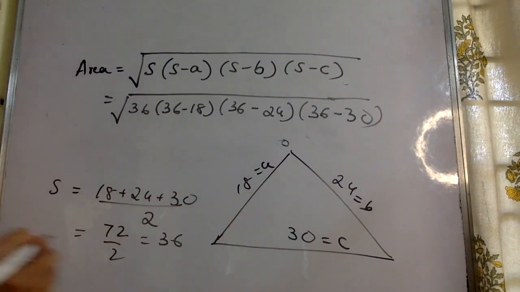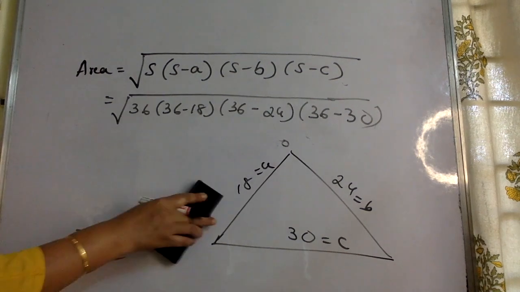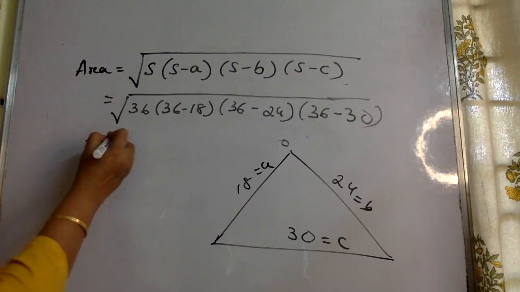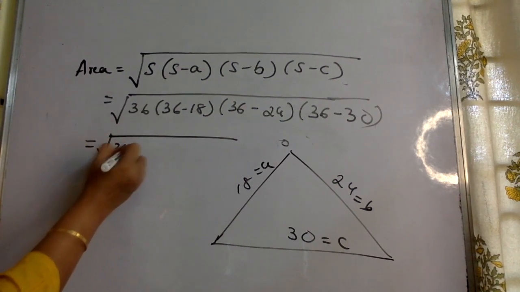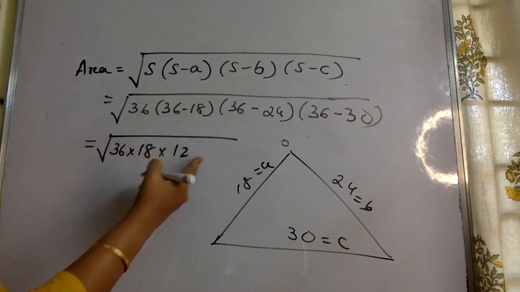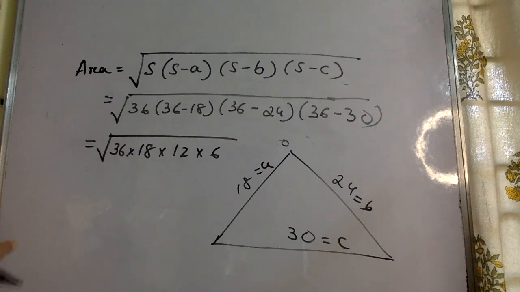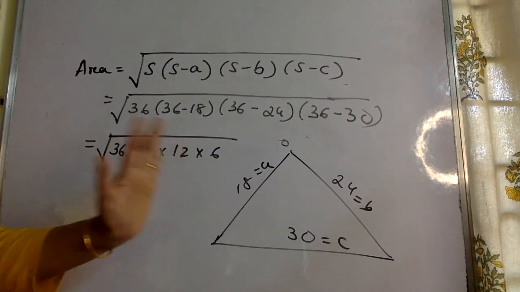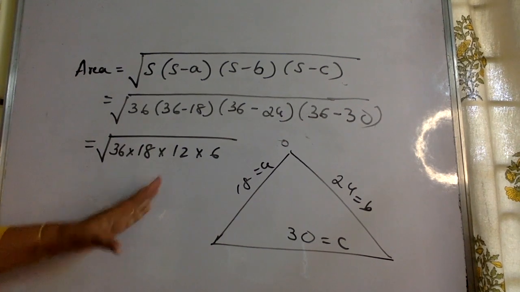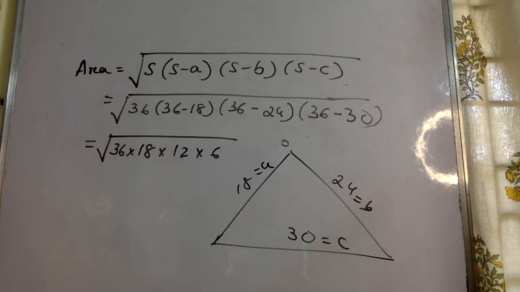Now nobody should try to do this sum without writing all this. If you try to do it without writing all this, you can go wrong very easily. Sometimes what people do is they will write 36, then this is again an 18, this is a 12 and then a 6. Now they start multiplying the full thing. They'll multiply and they'll get a huge number, and then they'll try to find the square root of this big number.